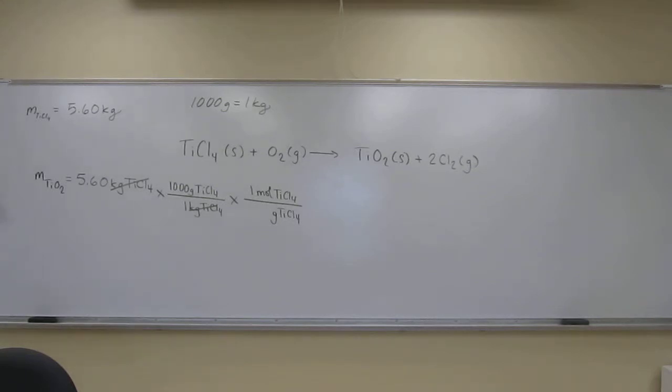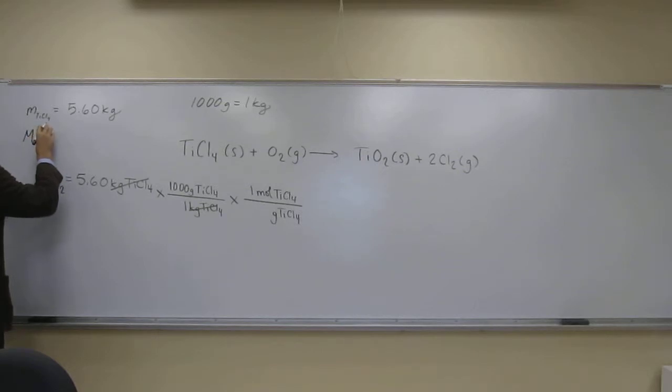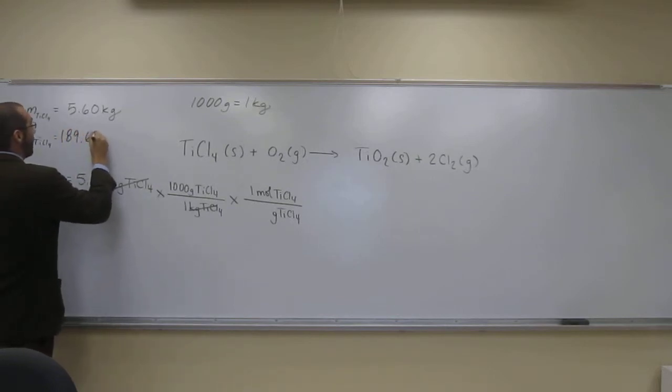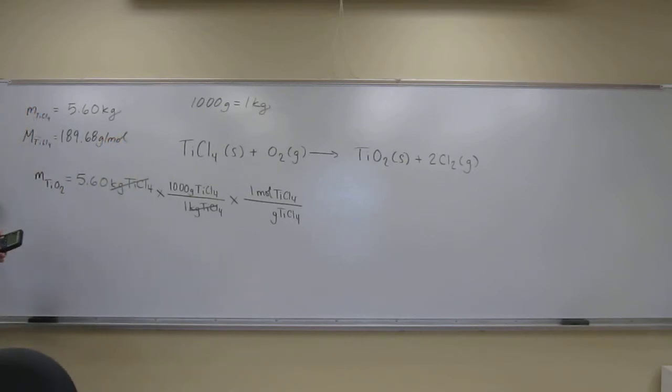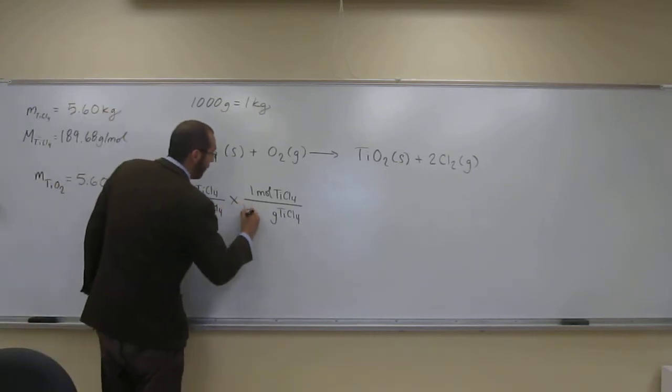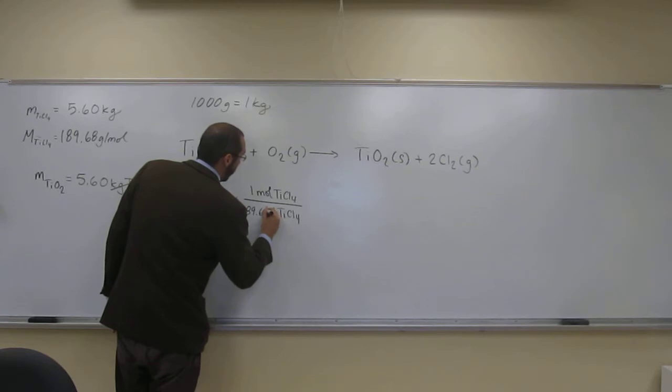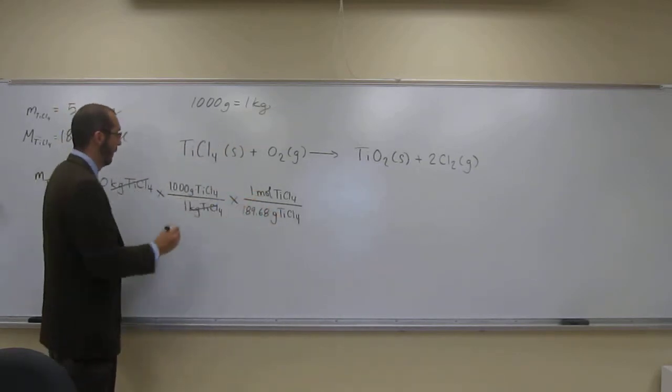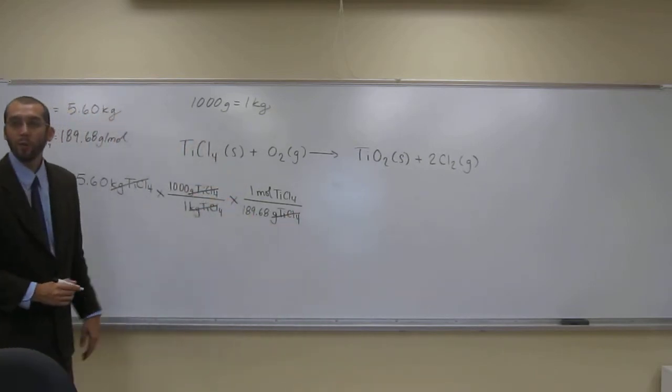So look at the periodic table. 35.45 times 4 plus 47.88. So that equals 189.68 grams per mole of titanium 4 chloride. So we'll put that down here. 189.68. Okay, grams per mole. See that? So that cancels grams out, and now we have moles of titanium 4 chloride.